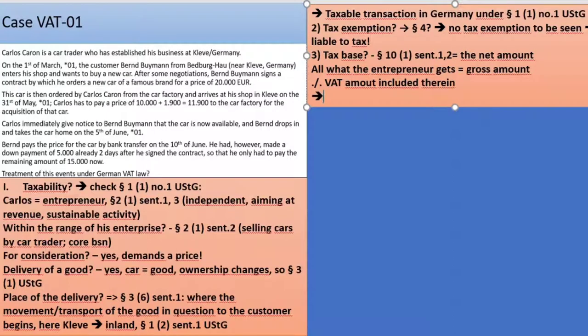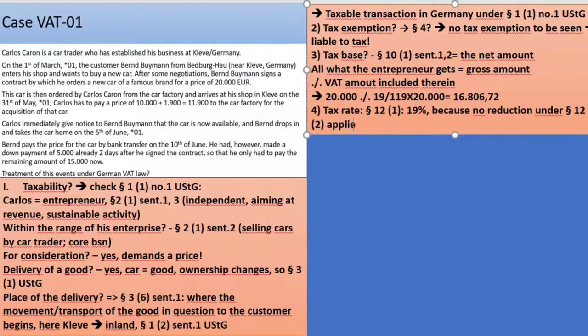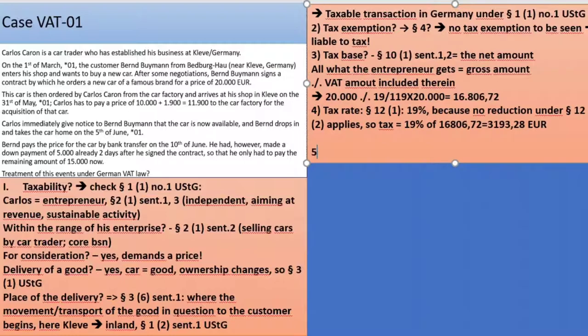And if we apply that to the situation here, 20,000 gross minus a VAT amount of 19/119 of 20,000. And there a number comes out. And that number is 16,806.72. Now the tax rate under paragraph 12.1 is 19%, because no reduced rate under 12.2 applies. So tax is 19% of 16,806.72, and this should be, if everything's okay, 3,193.28 euro. That's it.